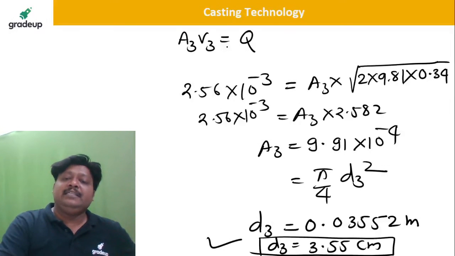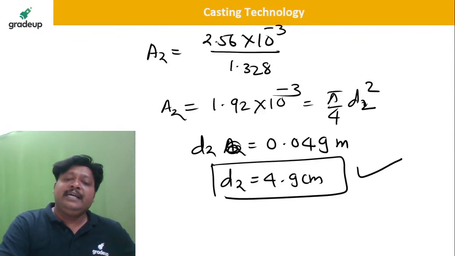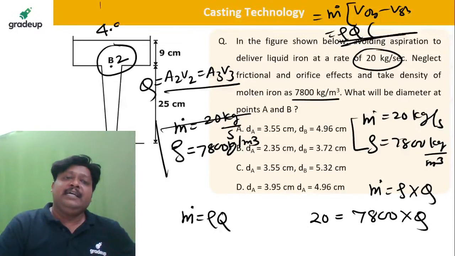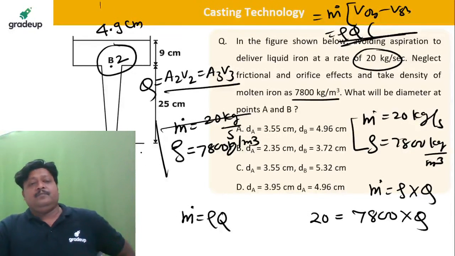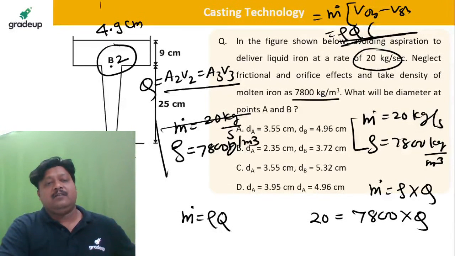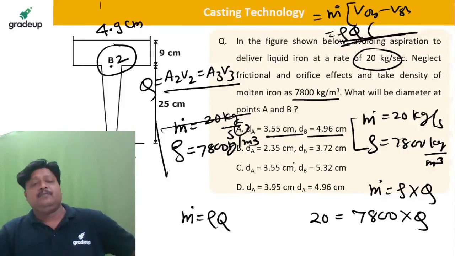Whether you are getting the diameters at point 2 is 4.9, and the diameter at this point is 4.9 centimeter, and at A it is 3.55. So what is the correct answer? A is the correct answer. Option A is the correct. See, 3.55 and 4.96. Isn't it?